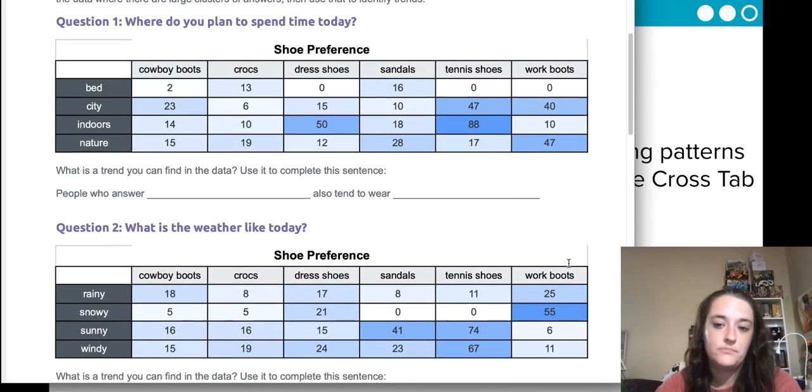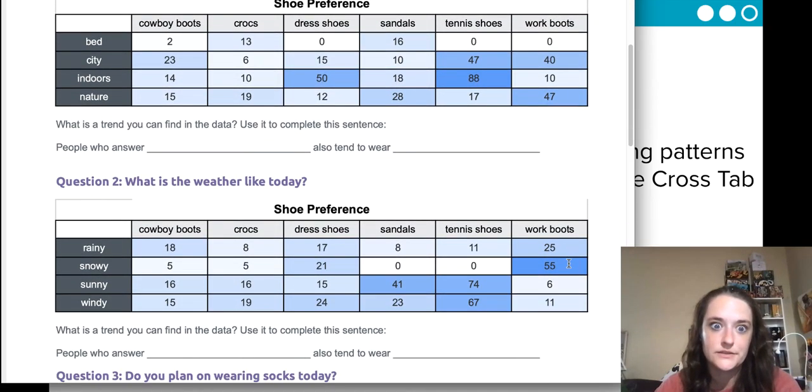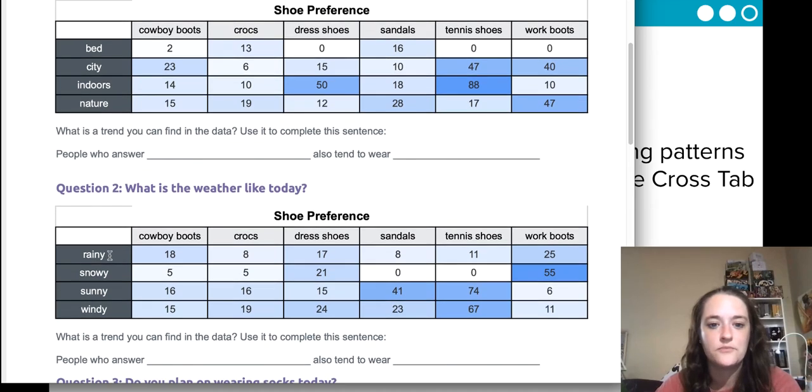So, but you know, whatever. We're splitting hairs at this point. Okay, what is the weather like today? People who answered rainy tend to wear work boots. People who answer snowy tend to wear work boots.